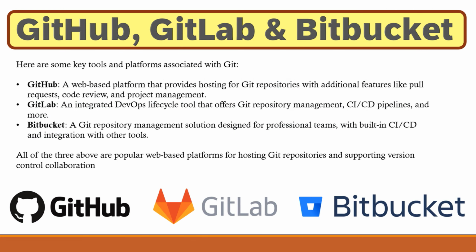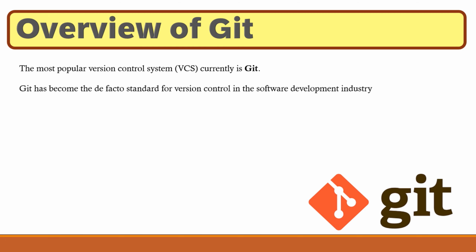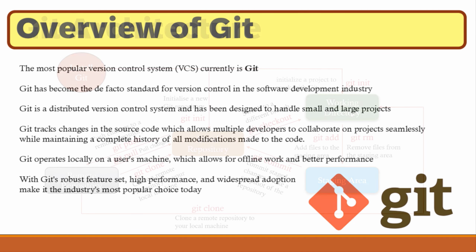Now this is a bit of a duplicate slide comparing GitHub, GitLab, and Bitbucket, but the key note to take away is that all three are popular web-based platforms for hosting Git repositories and supporting version control collaboration. So this slide is an overview of Git. It's a bit of a duplicate, but after this we will have a look at the Git architecture.